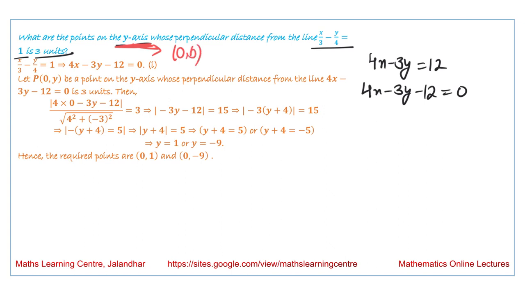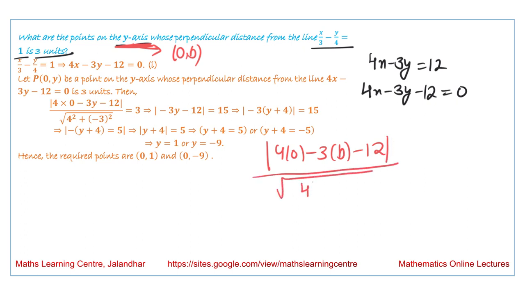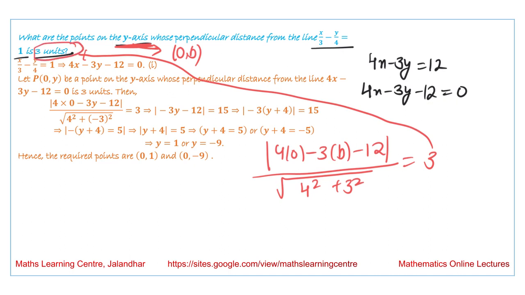Its distance from 0, b is the mod of 4 into 0 minus 3 into b minus 12, divided by square root of 4 square plus 3 square. This distance should be equal to 3 units. On solving, this term will become 0. We get 3b plus 12 is equal to, when you solve this, 5 into 3, that is 15. We have mod over here, so mod of 3b plus 12 is equal to 15.